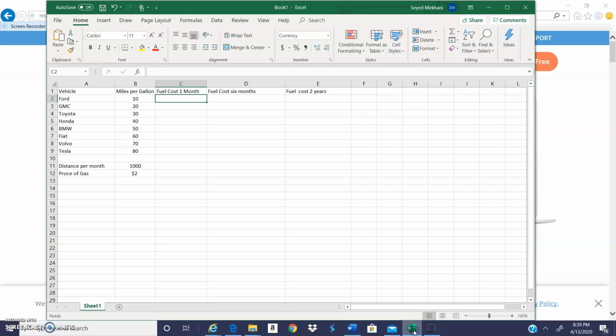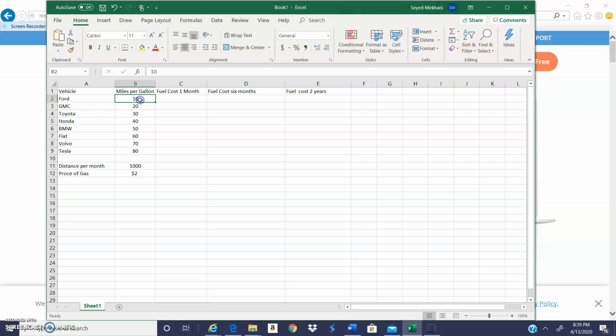Hello all. One of the students asked me if I could help with the lab of module 3. In module 3 it says that you have five cars. One of them is Ford, GMC, Toyota, Honda, BMW, Fiat, Volvo and Tesla.